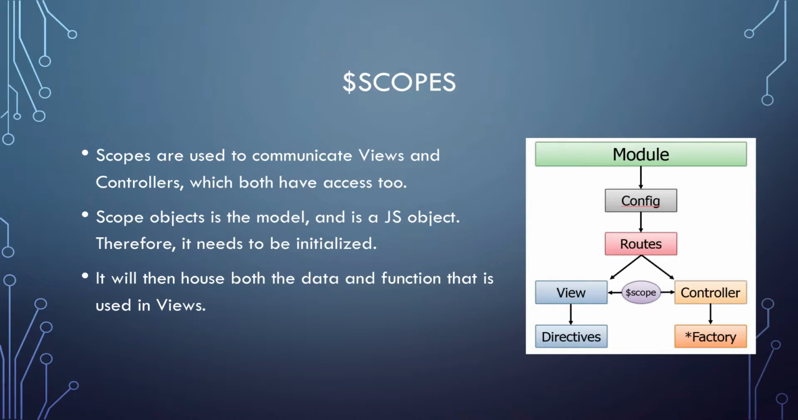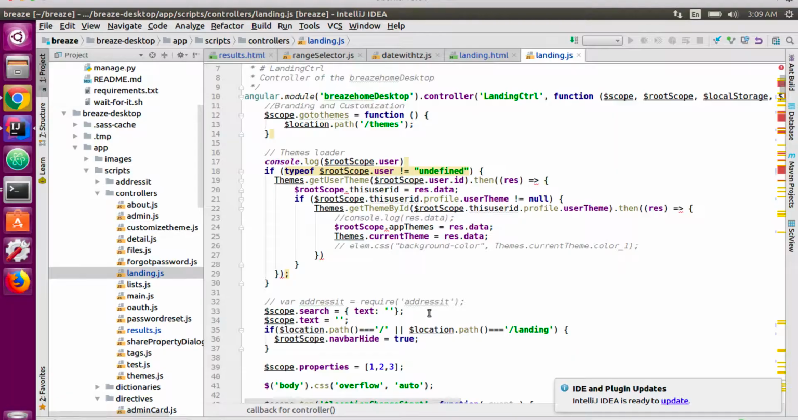Initialize in some ways, you could say scope.properties equals false, or so on and so forth, to claim a function, but no matter what, it has to be initialized. It will then house both the data and the function that is viewed in the views. For example, in Breeze Home, as you'll see, it will have scope objects to bind HTML views and controllers, basically like a placeholder.